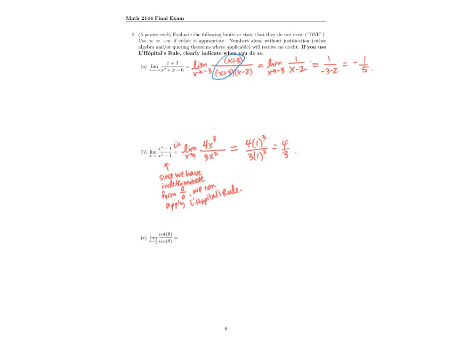Okay, so the next one says the limit as theta goes to pi over 2 of cotangent theta over cosecant theta. First, I just need to write this out. Cotangent is cosine over sine, over 1 over sine. I just needed to write it out with cosines and sines to see if there were any issues. I know that sine of pi over 2 is equal to 1 and cosine of pi over 2 is equal to 0.